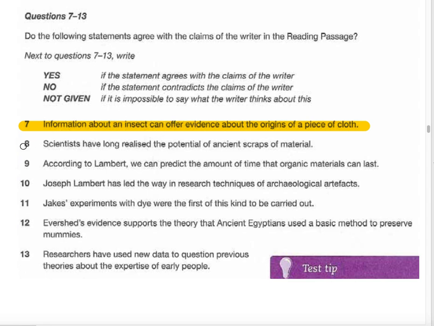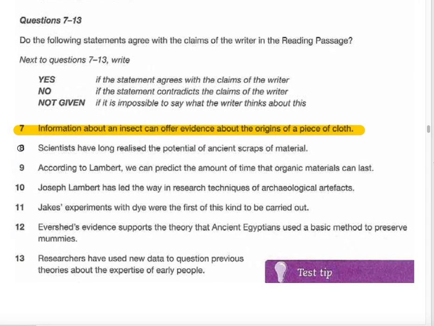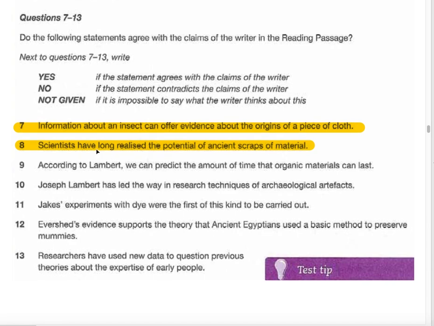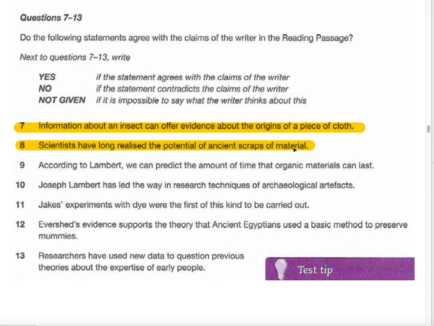And then it says we should read at least 2. I would read 3 questions at a time, actually. Scientists have long realized the potential of ancient scraps of material. So for a long time, scientists have always believed that very old pieces of material, scraps meaning small pieces, have potential. They can give us a lot of information. Okay?